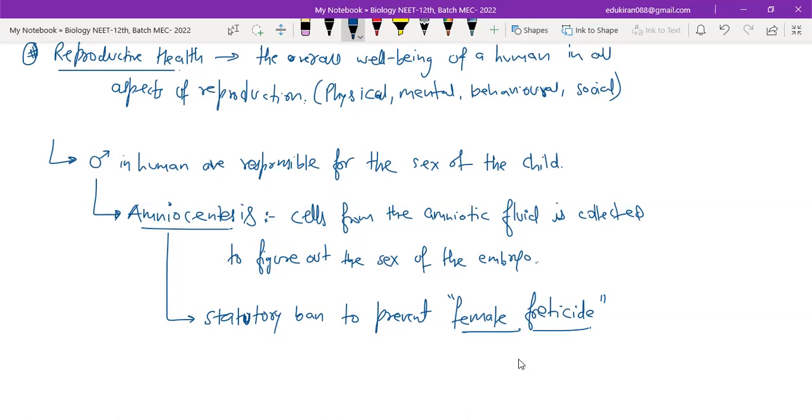That is where the social health is also important for reproductive health, and because of this, the female embryo is aborted. And that can only be done if you know the sex of the baby. Now, to prevent this from happening, figuring out the sex of the embryo in the womb is banned. It's illegal. You cannot do that.